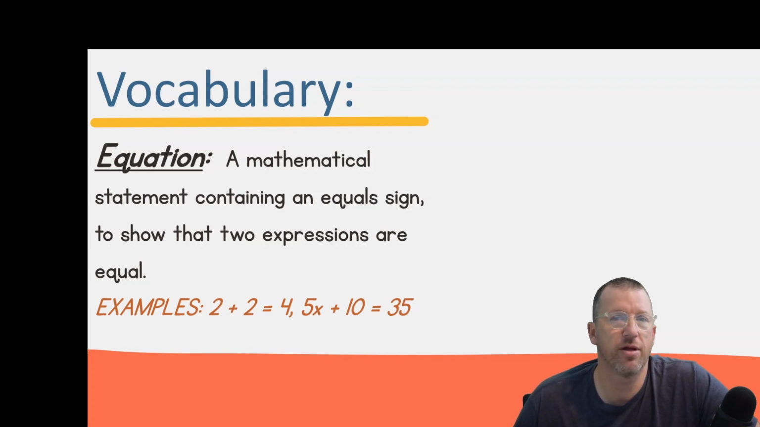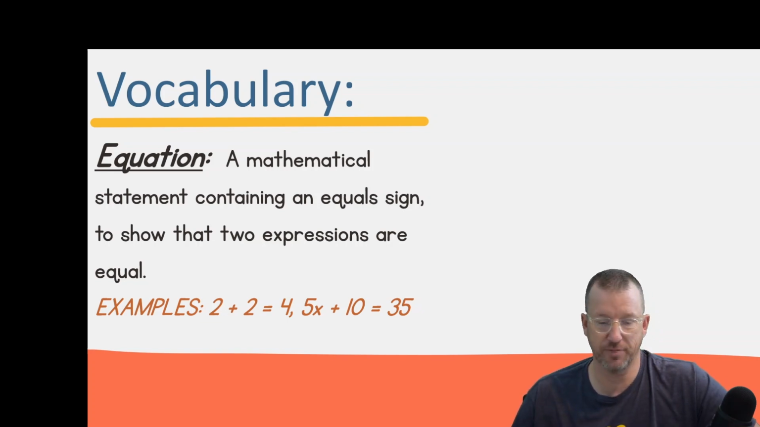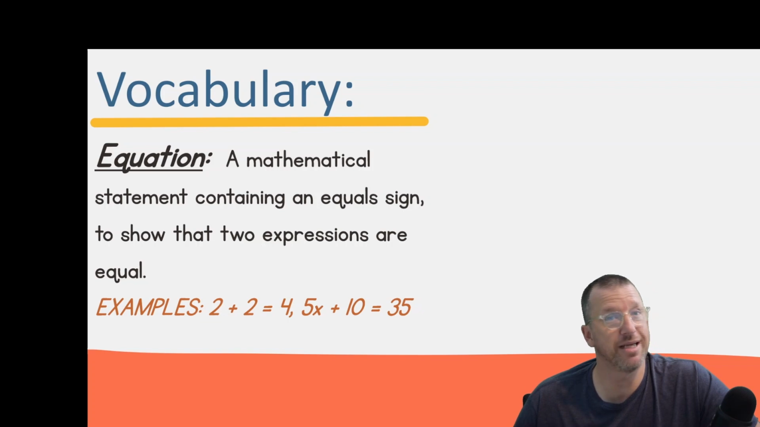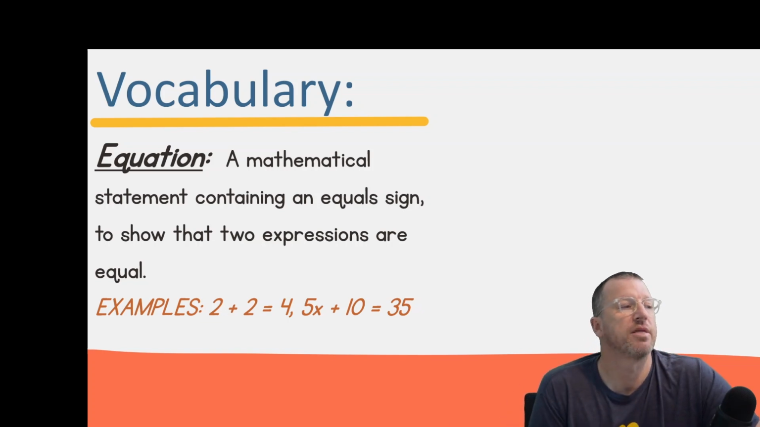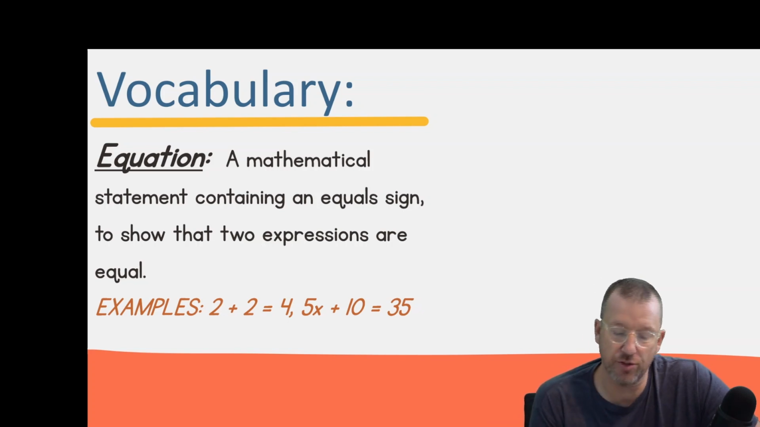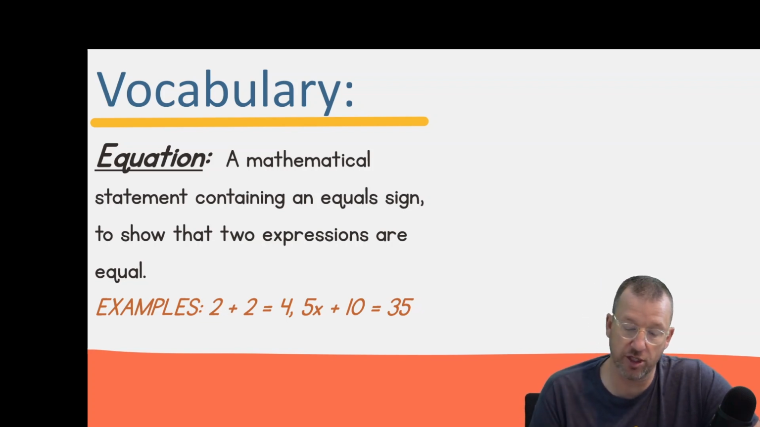All right, the first vocabulary word that we're going to talk about is equation. We're solving one-step linear equations, so it's important that we know what that word means. An equation is a mathematical statement containing an equal sign that shows that two expressions are equal. If you don't know what expressions means, let me go ahead and refresh you there.